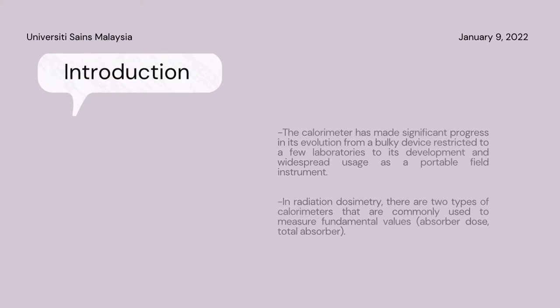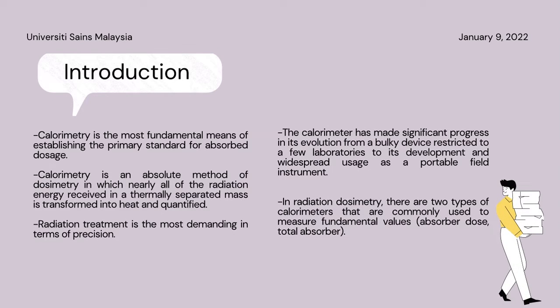Calorimetry is the most fundamental means of establishing the primary standard for absorbed dose. Calorimetry is an absolute method of dosimetry in which nearly all of the radiation energy received in a thermally separated mass is transferred into heat and quantified.